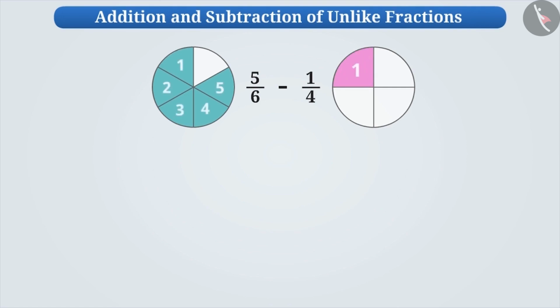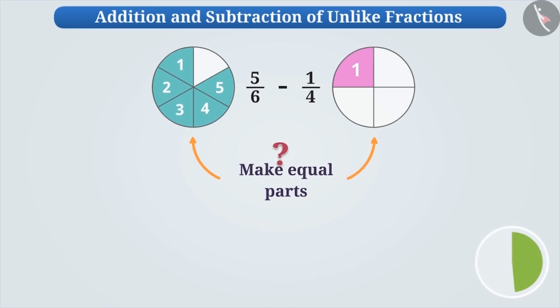Since the number of parts in these circles is not equal, we cannot subtract 1 by 4 from 5 by 6. So first, we make the number of parts equal. Can you think of a way to do this? Okay, let me tell you.